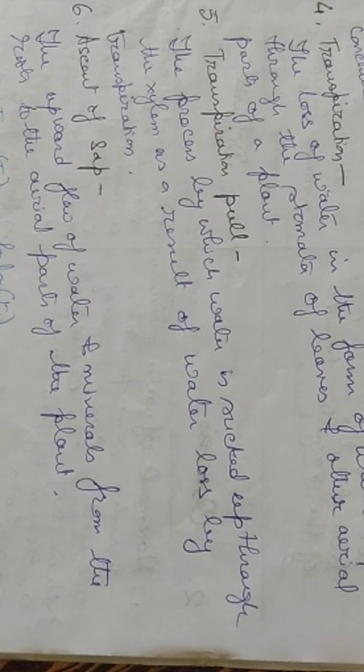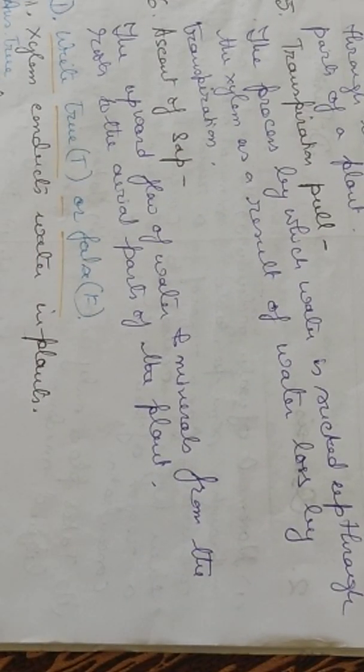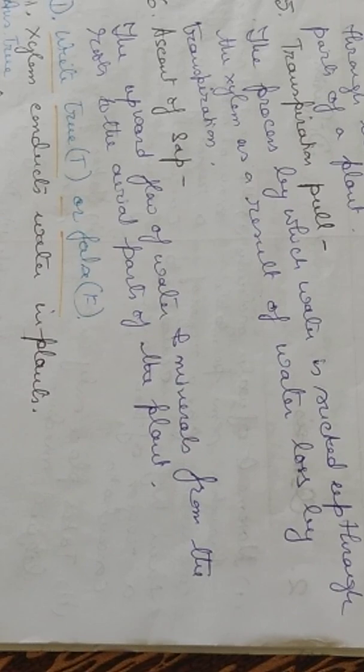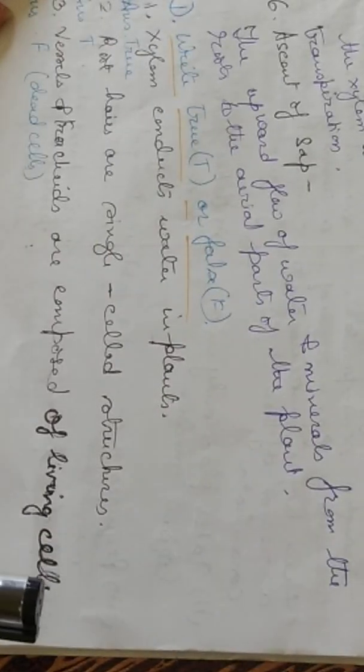Then ascent of sap: the upward flow of water and minerals from the roots to the aerial parts of the plant. This is due to the transpiration pull. Transpiration pull and root pressure all help the upward flow of water and mineral salts from the roots to the aerial parts of the plant. Now next we come to the true and false.